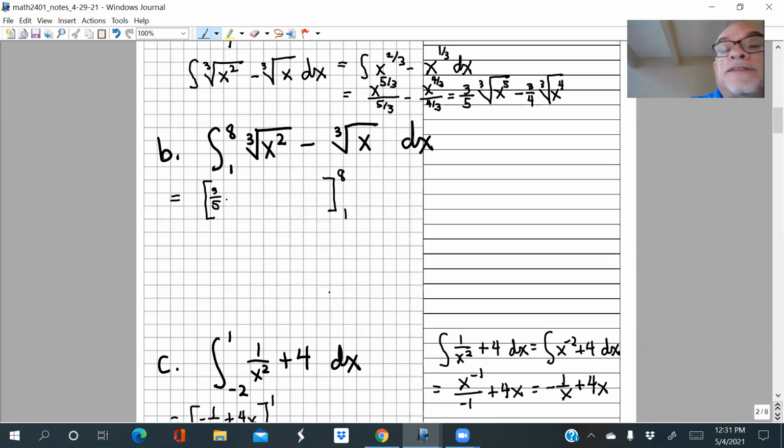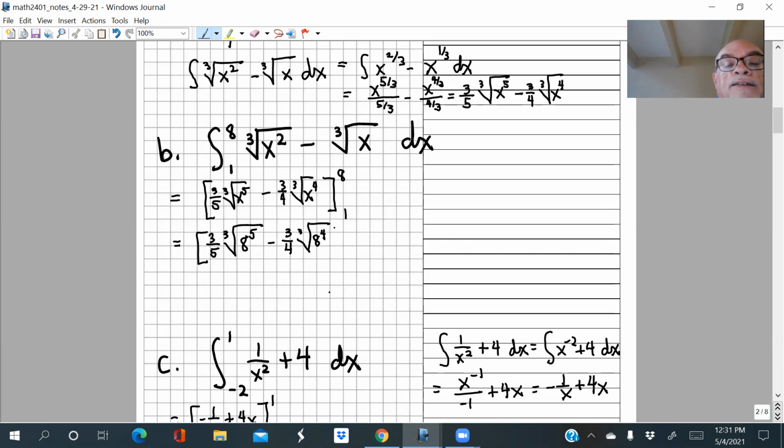So I have 3/5 cube root of x to the 5th power minus 3/4 cube root of x to the 4th power. I have to plug an 8 in here, and I also have to plug a 1 in here. Now, it looks like you need a calculator to do this, because 8 to the 5th power is kind of a big number, right? But don't panic, it's not as bad as it looks.